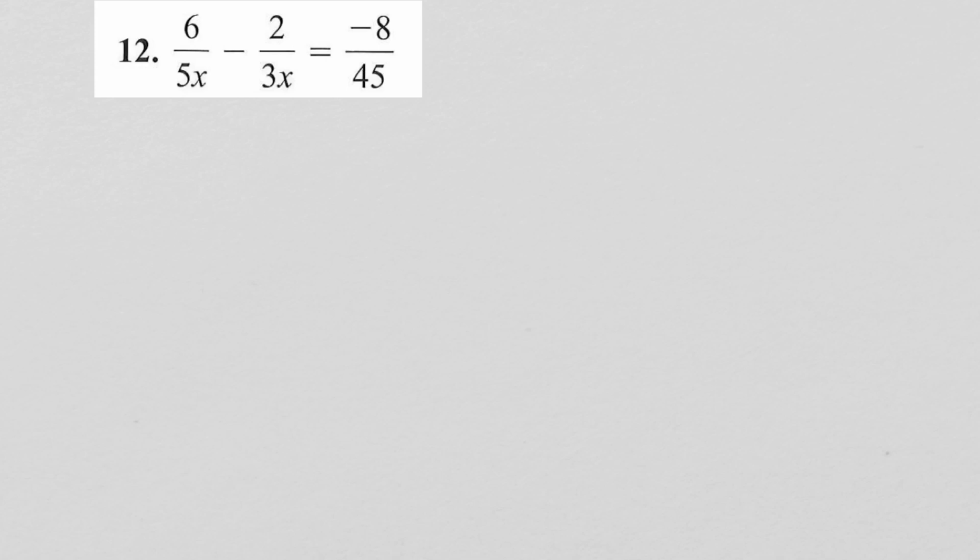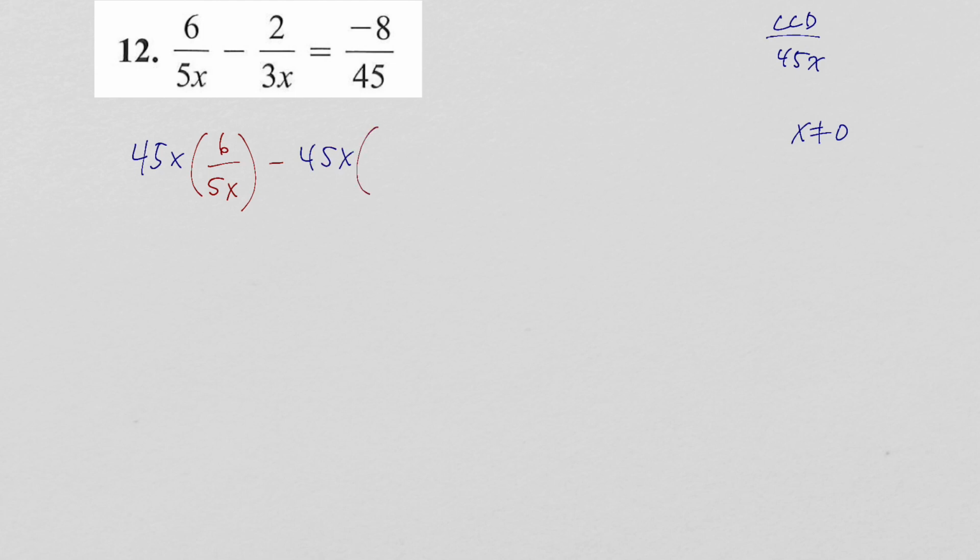Okay, I'm going to find an LCD. The smallest number that 3, 5, and 45 can go into is 45, and I also have an x. Alright, so I'm going to take my LCD. Oh, and by the way, x cannot be equal to 0. Right? That's from this and this. Alright, now I'm going to take my LCD and multiply by the first fraction. I'll take that LCD and multiply by the second fraction. And I'll take that LCD and multiply by the third fraction.